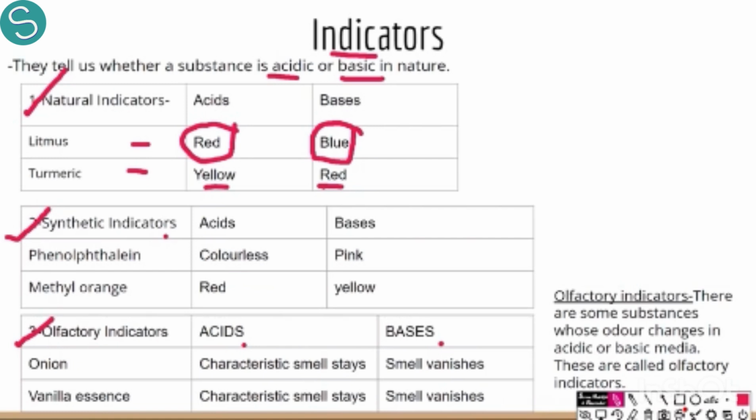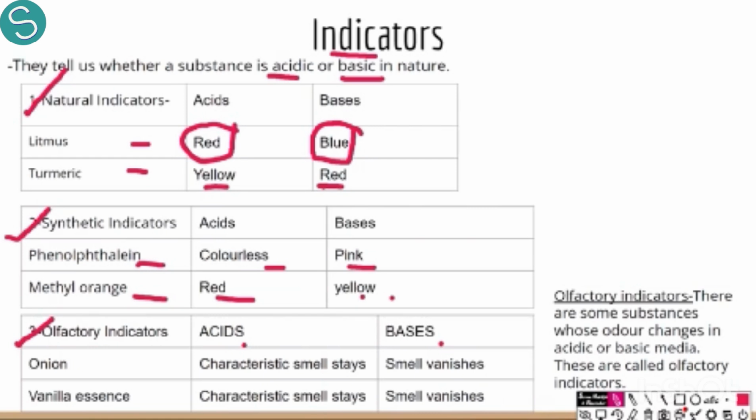Then we have synthetic indicators. Phenolphthalein is a colorless indicator. In acids it remains colorless, but with bases it changes its color to pink. Methyl orange is orange in color. With acids it becomes red, but with bases it changes to yellow.